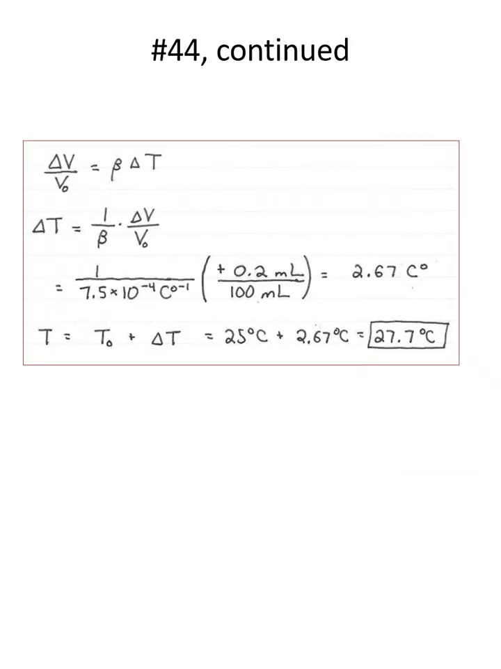Another way to do number 44 is to use this equation that's given in the book. Delta V over the original volume is beta delta T. Solve that for delta T, and so we get 1 over beta times change in volume over original volume. Now, the change in volume is going to be 0.2 milliliters because it starts at 99.8 and goes up to 100. And then we get the same result, 2.67 Celsius degrees. And then we add that to the original temperature, and we get 27.7 degrees.